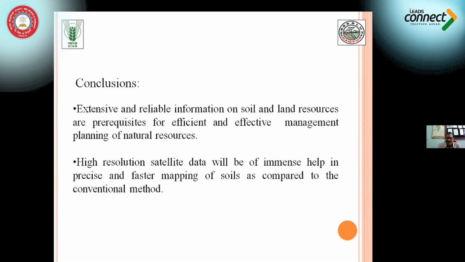So this is about the application of remote sensing data in soil studies. From these studies, we can conclude that extensive and reliable information on soil and land resources is a prerequisite for effective and efficient management and planning of natural resources. High resolution satellite data will be of immense help in precise and faster mapping of soils as compared to the conventional method.